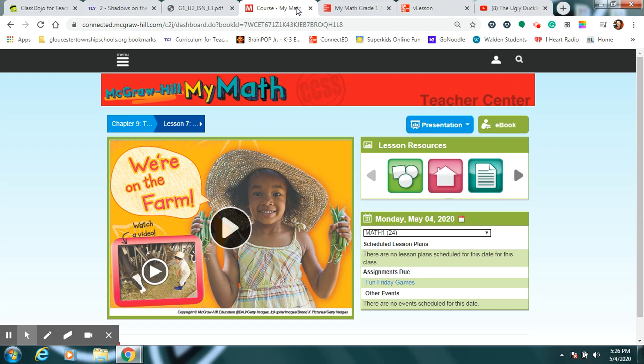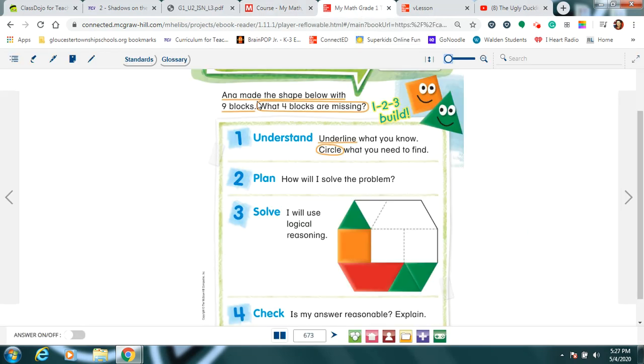Math today is interesting. We are going to be problem solving. Okay? So, let's read this story together. It's on page 673 in your math book. And it says, Anna made the shape below with 9 blocks. Anna made that shape with 9 blocks.